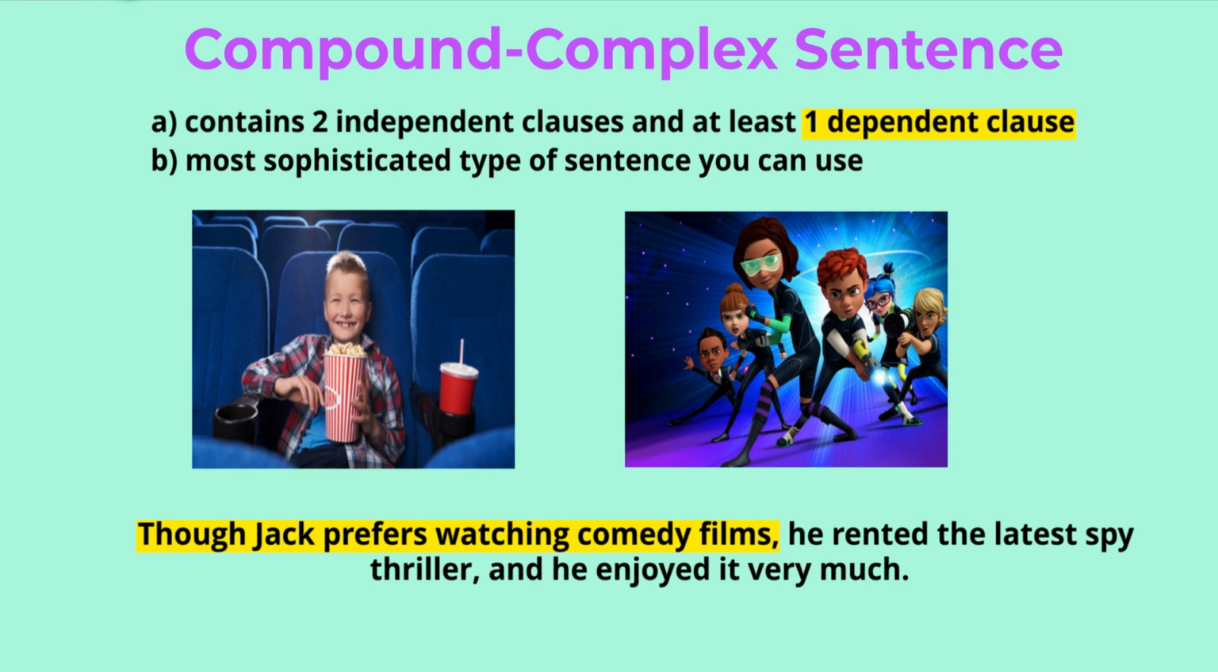So you have two independent clauses and one dependent clause in the sentence, and you're joining them with "and," which is the conjunction here. So as you're adding "and," it becomes compound, right? "Though Jack prefers watching comedy films, he rented the latest spy thriller" is the complex sentence and "he enjoyed it very much" is the compound sentence. So you're combining both of them and it has become a compound-complex sentence. Got it? And can you also observe this? We talked about this in the previous slide. Though Jack prefers watching comedy films, as you got the dependent clause first, you had to put a comma and then you wrote your independent clause. He rented the latest spy thriller, right?